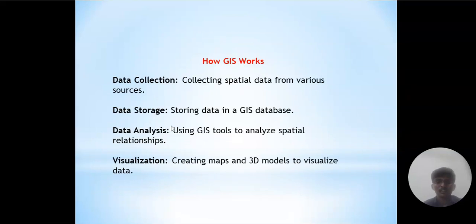Then next, let's see how GIS works. So GIS processing involves collecting, storing, analyzing, and visualizing geographic data to support decision making. So GIS mapping and analysis. So data collection, data storage, data analysis, and visualization are the main components we can say or main stages in a GIS.